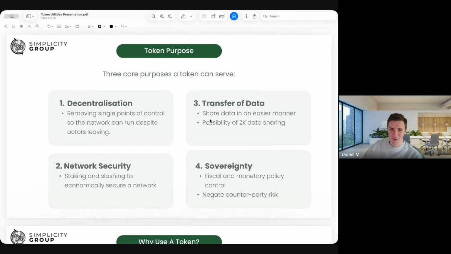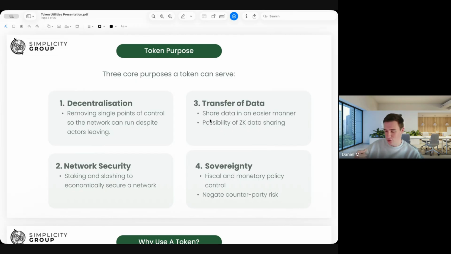I realize that it still says 3 there. That's because I added one in on second draft, and we will get into that. So the first one is decentralization. Decentralization removes a single point of control, so the network can run despite actors leaving. DeFi is a prime example.